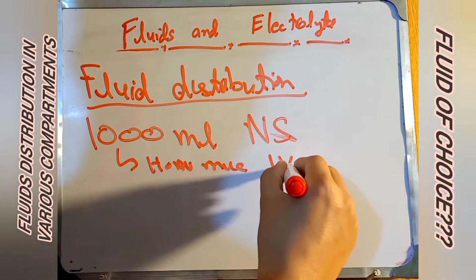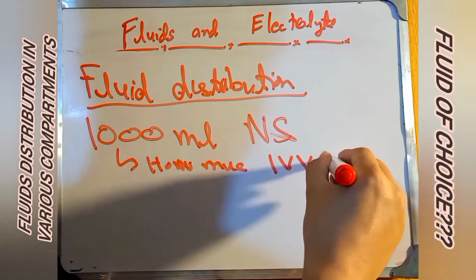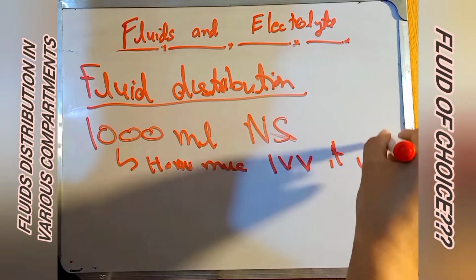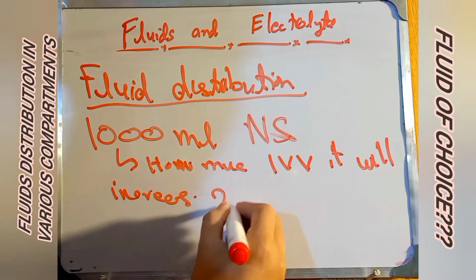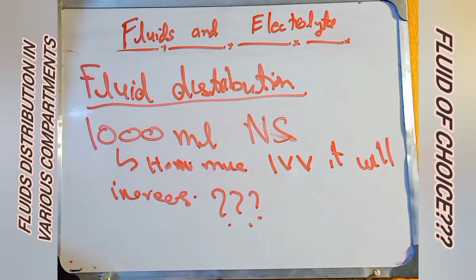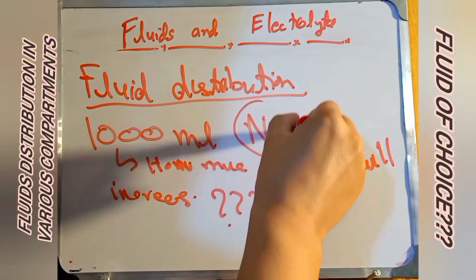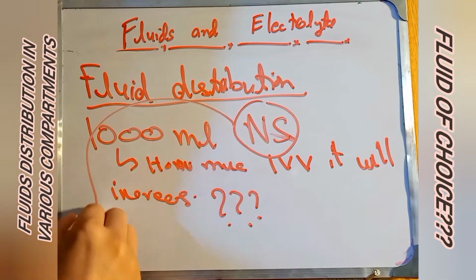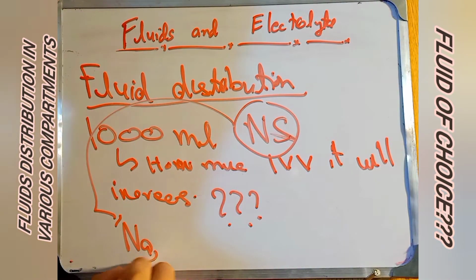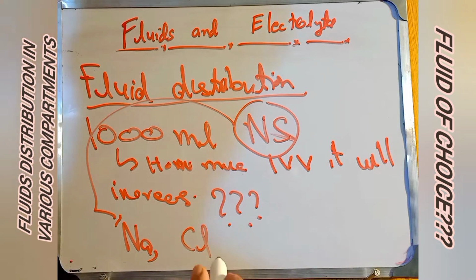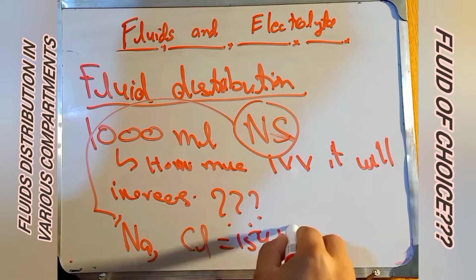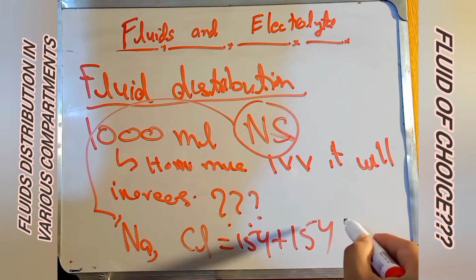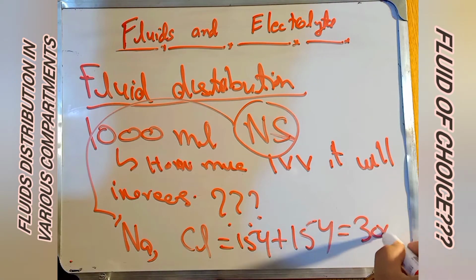So the question arises here: if you give 1000 ml of normal saline, how much will the intravascular volume increase? This question is totally logical, as normal saline contains sodium 154 and chloride 154, and if you sum them up, it becomes 308, which is almost equal to the osmolarity of your blood.